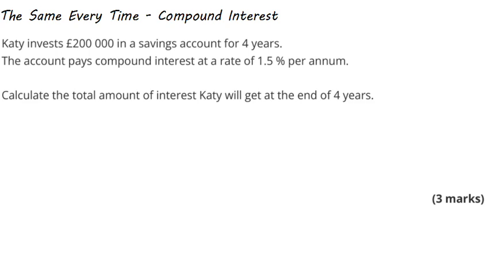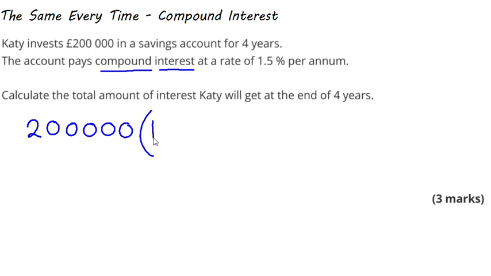We're still looking at compound interest. So Katie invests 200,000 in a savings account for 4 years. The account pays compound interest. There's the big clue in the question, tells you what to do. At a rate of 1.5% per annum, meaning each year. Same every time. If you've looked at the other videos, all we need to do is write down the amount that we started with, 200,000, and then brackets, and then 1 plus, what's the percentage? 1.5%. So 1.5 over 100, and then to the power of the number of years, so 4 years.